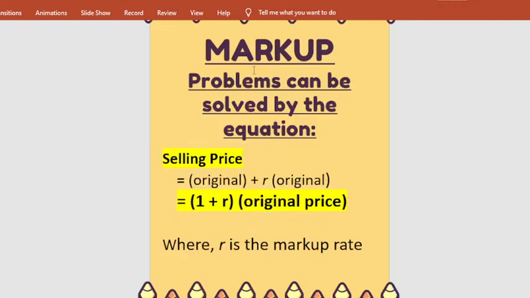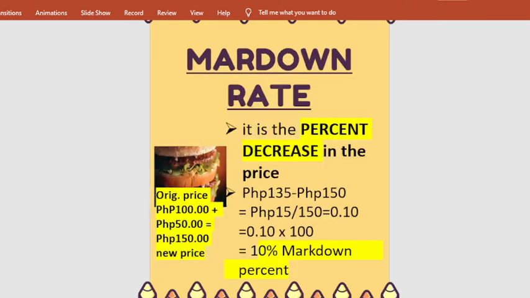Next, yung markup problems can be solved by the equation. So, using this formula, selling price is equal to 1 plus R times the original price, wherein R is the markup rate. Okay? So, when we have the markup, we also have markdown rate. So, markdown rate, it is the percent decrease in the price. Okay? Pagbaba naman ito. Okay?